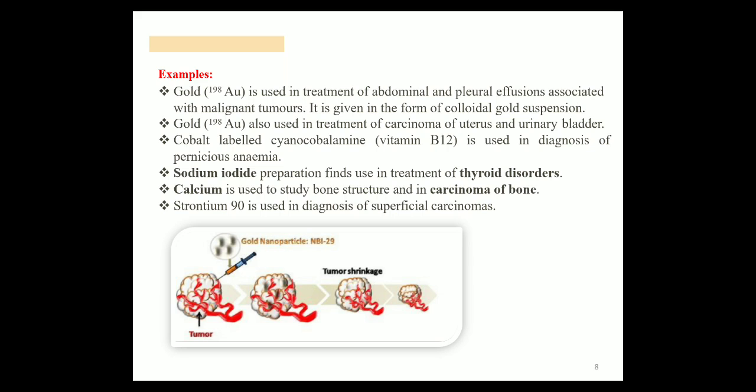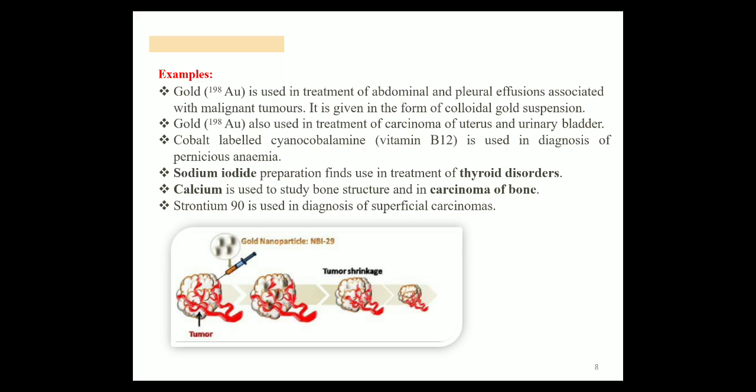It arises due to lack of vitamin B12 in the blood. Pernicious anemia is defined as a type of vitamin B12 deficiency that results from impaired uptake of vitamin B12 due to the lack of a substance known as intrinsic factor, that is IF, produced by the stomach lining. Here also we use radioactive cobalt, or cobalt-labeled cyanocobalamin.